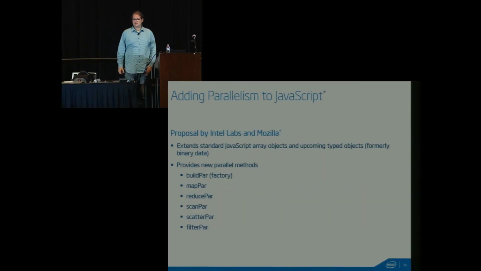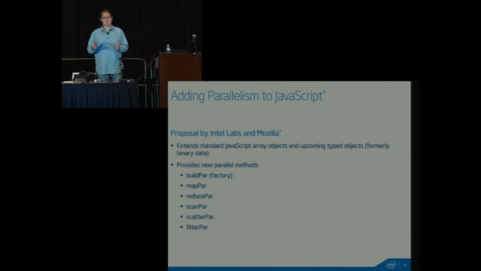So let's look at the API. Essentially what we've done is take existing JavaScript arrays and the upcoming typed objects, formerly known as binary data, which is a superset of typed arrays, if you wish. It's like C-style structured data in JavaScript. And we've added a couple of methods to that API. We've added a build par, which allows you to construct a new array in parallel, and a map par, which is a parallel version of JavaScript's map operator.